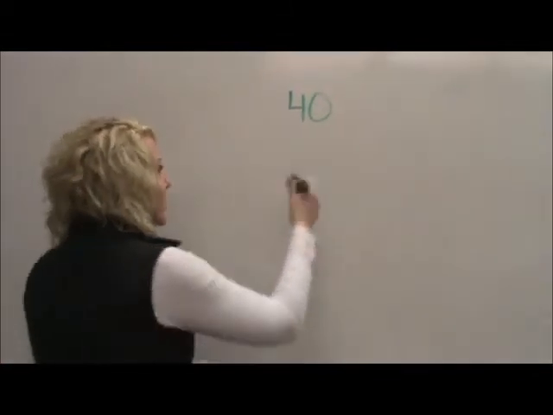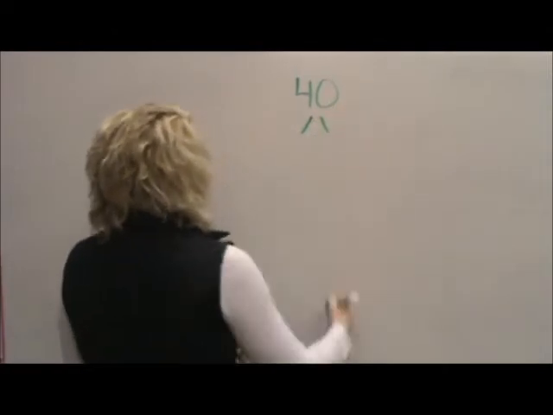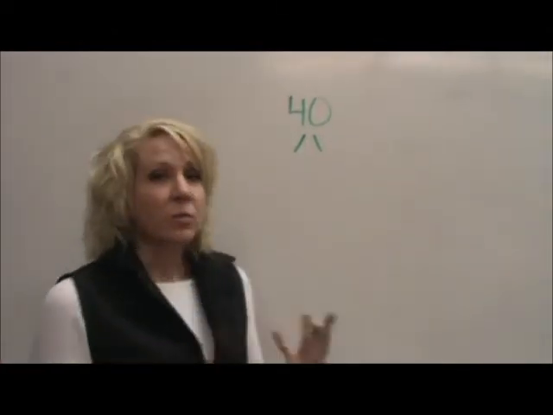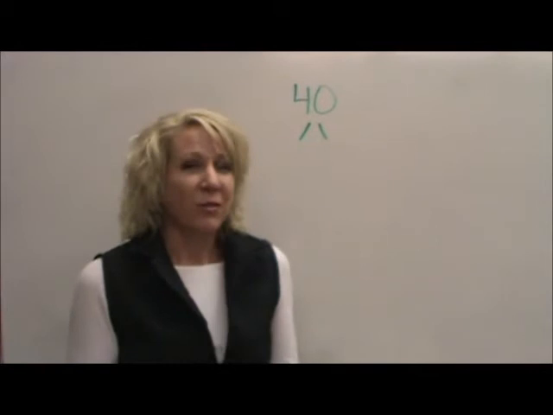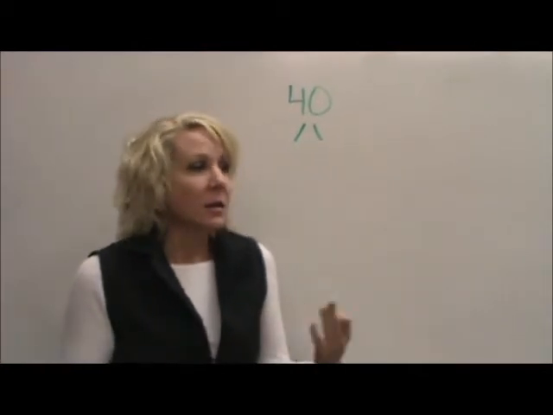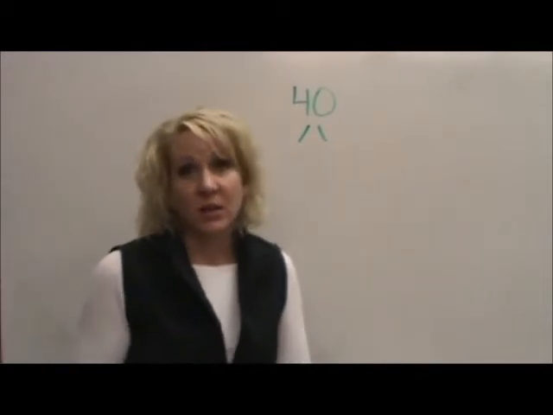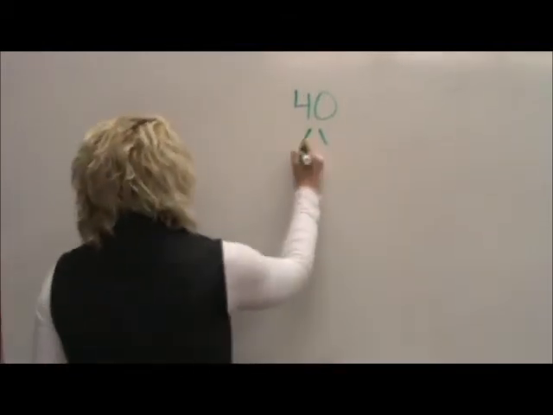So what we do to start is you just draw two little tick marks and we ask ourselves, what's one way to make 40 other than 1 times 40? And you can usually go with the first thing you think of. So how about 5 times 8?